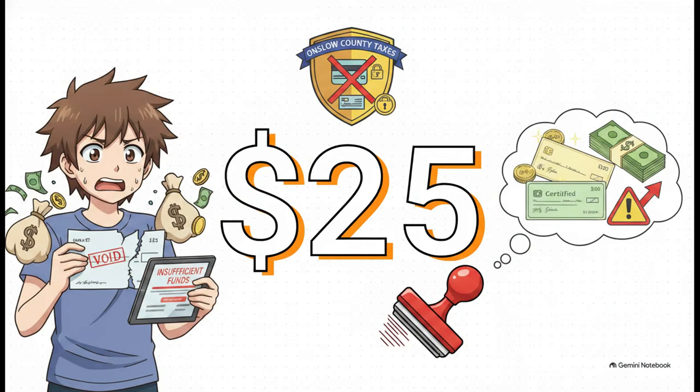Now let's talk about the nightmare of bounced checks. If you try paying via e-check or a physical check, and it bounces due to insufficient funds or closed account, your tax debt obviously remains outstanding, but it gets worse. You will be hit with a returned check penalty of 10% of the bill. That carries a strict minimum fee of $25 and a maximum of $1,000, plus any applicable interest. And if that happens, Onslow County will no longer accept a personal check from you. You'll have to pay with cash or certified funds from then on.